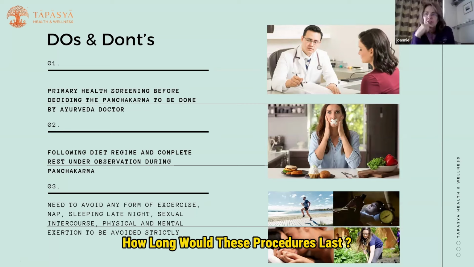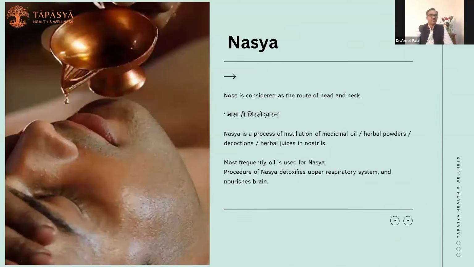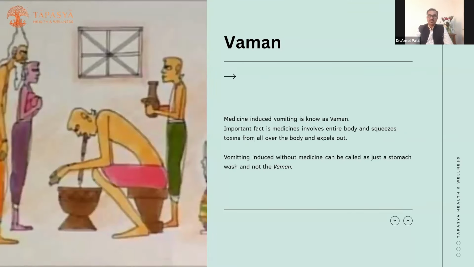How long would these procedures last? That differs from procedure to procedure. For example, if we are doing Vamana, it requires around 13 to 15 days from the day we start to where the entire treatment ends. But during the procedure itself, you will remain somewhere around 8 to 9 days, and the other days are required to follow the diet regime.